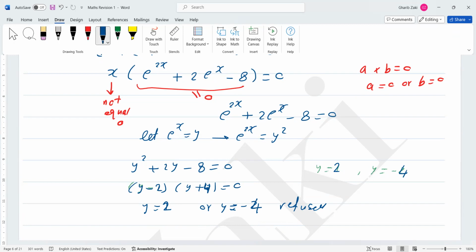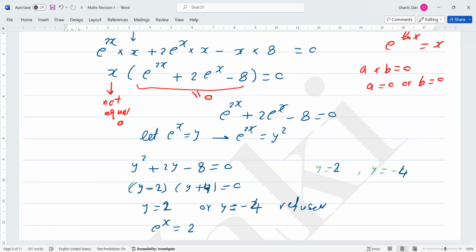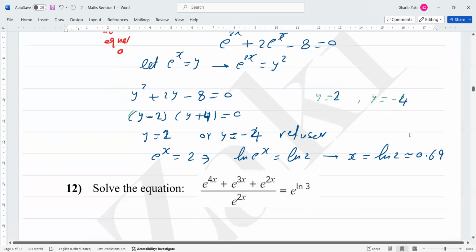Okay, it's e power x. So e power x equals 2. Okay, no. We have to take ln both sides. So ln e power x equals ln 2. Then x equals ln 2. Okay, we can get ln 2 by using the calculator. So ln 2 equals 0.69, approximately 0.69. Thank you, Ammar. Okay. Now, next.